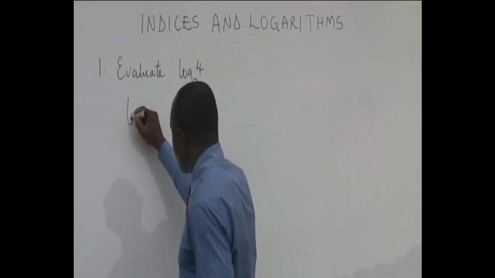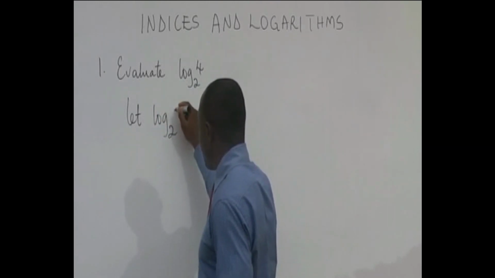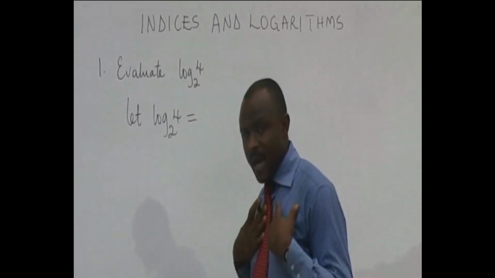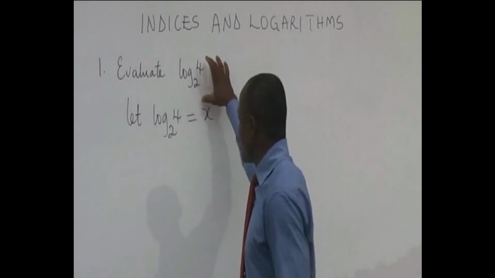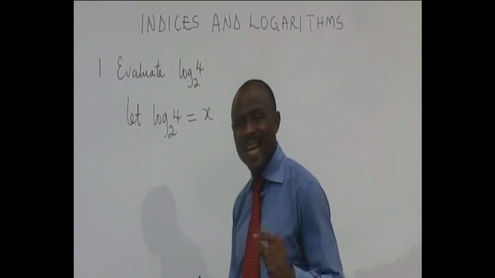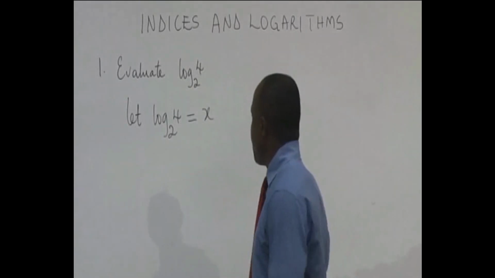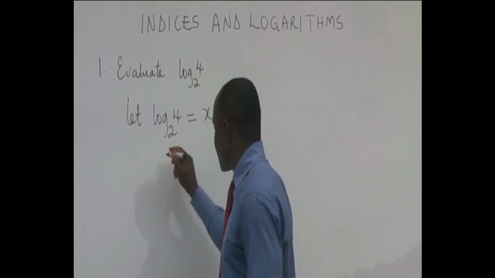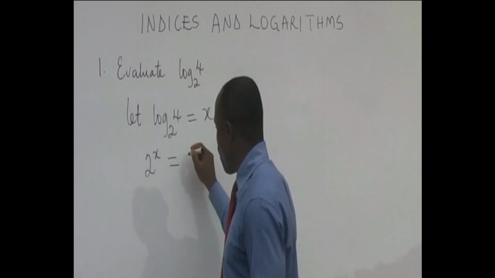Say let the log to base 2 of 4 be equal to, choose any letter. I'm in love with x. So let it be x. Transform these logarithm terms into its indices equivalents. By doing so, you are going to discover that 2 exponent x will be equal to 4.